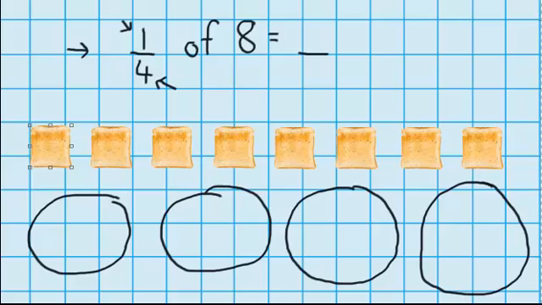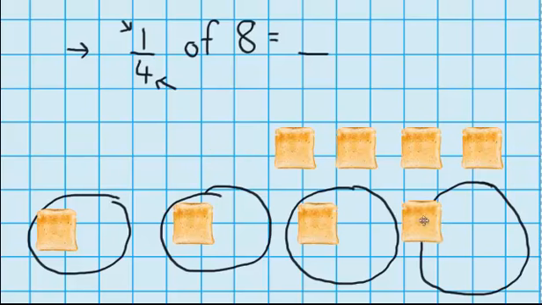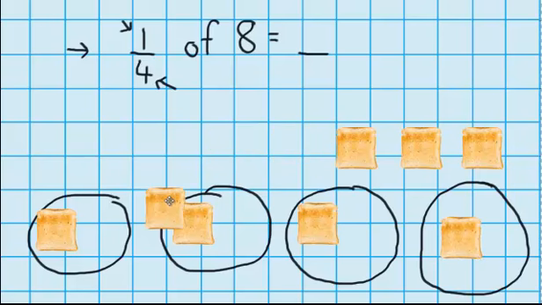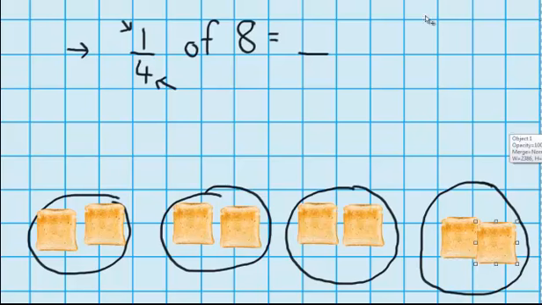So just like last time, we need to share out the toast one piece at a time. So this one is going in group 1, this one's going in group 2, this one's going in group 3, and this one's going in group 4. And then I do that again. Group 1, group 2, group 3, and group 4. So now I've shared out all of the toast, and you can see that there are 2 pieces of toast in each group. So 1/4 of 8 equals 2.